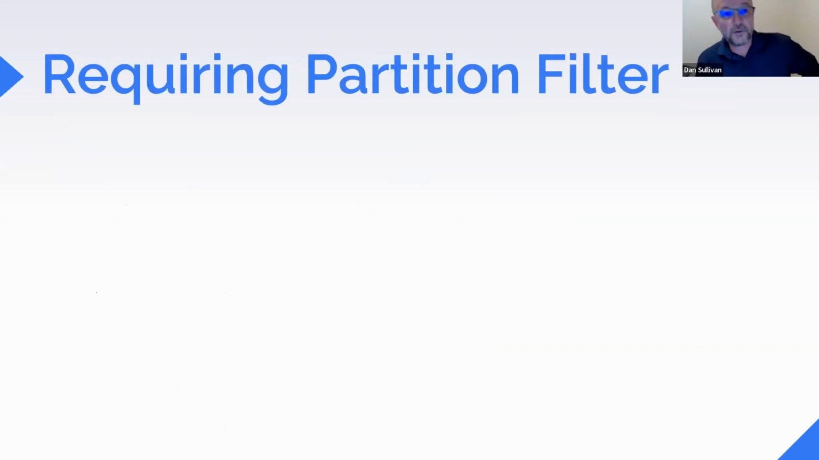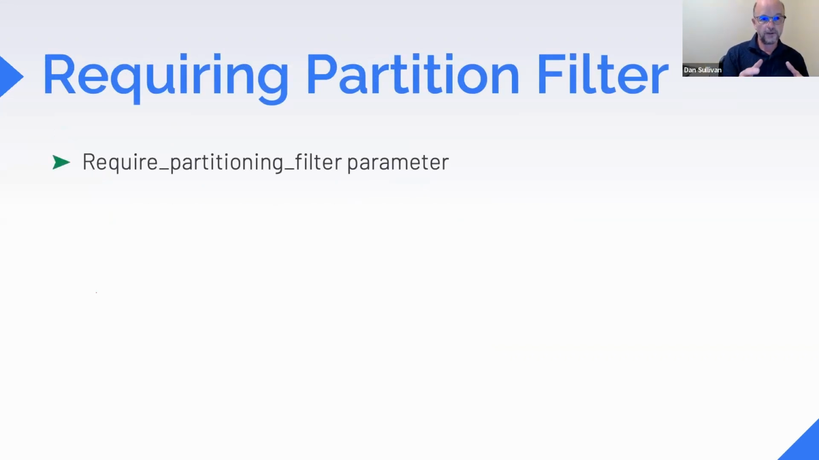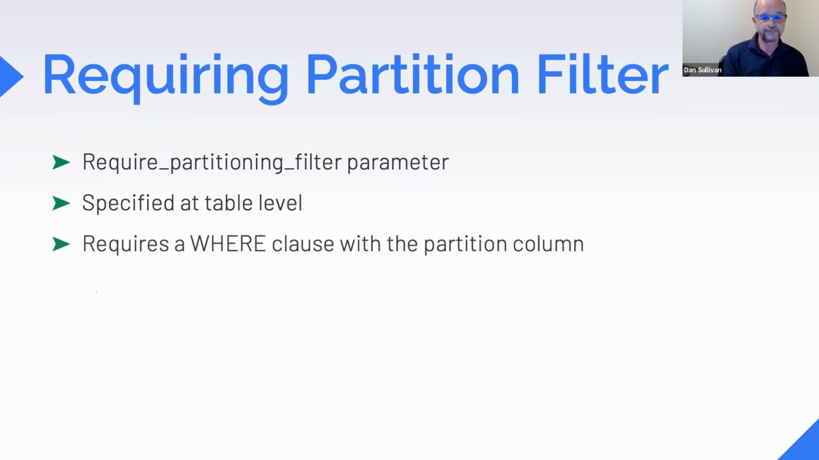Now, one thing we can do is when we create a partition table, we can indicate at table creation time that anytime someone queries that table, they have to use a where clause. And that where clause has to be based on the partition key, or how we're partitioning. It gets specified at the table level, and it requires a where clause with the partition column referenced in it.